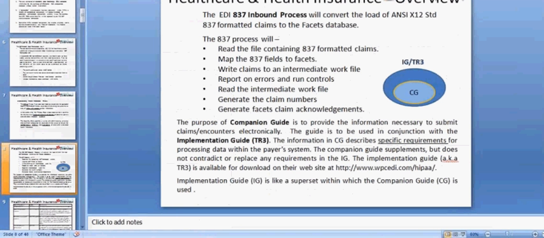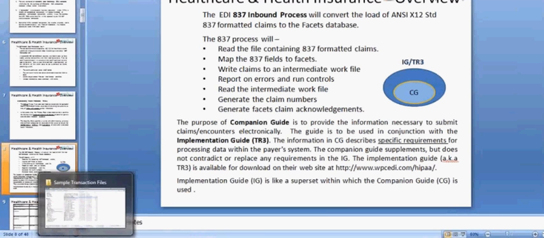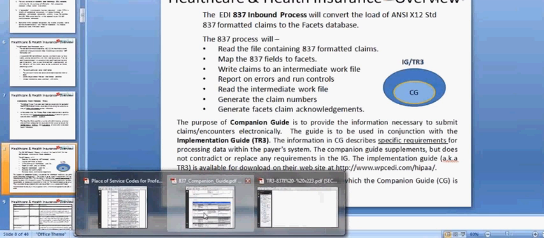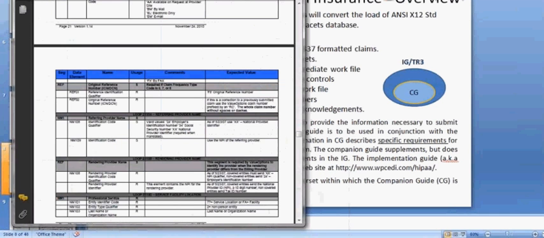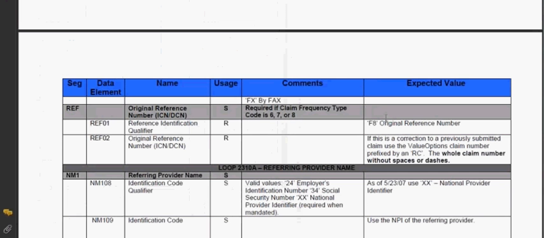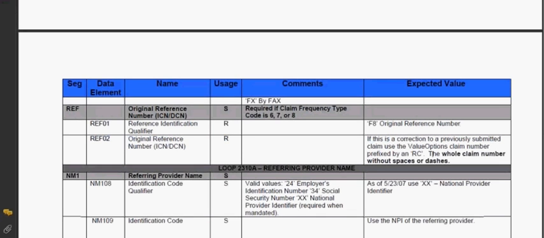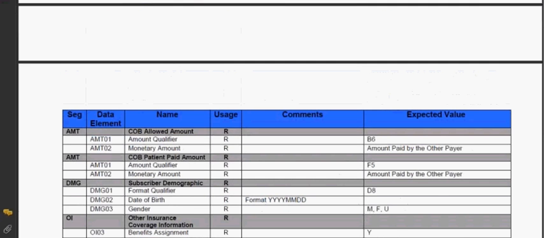And also I will show you the CG. I think I have a CG here. Yeah, this is called a companion guide. This has more specific details. It talks about one particular data element in the file, what it consists of, whether it's required or situational, what values it can have, and the expected values. And if you see some unexpected values, it would throw an error. So it's a very, very detailed document.